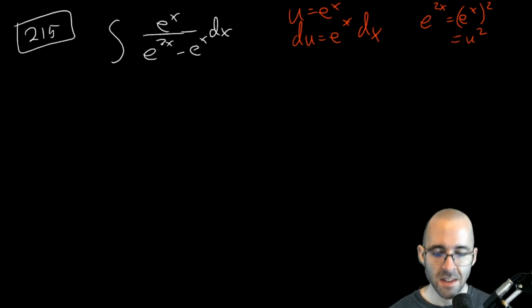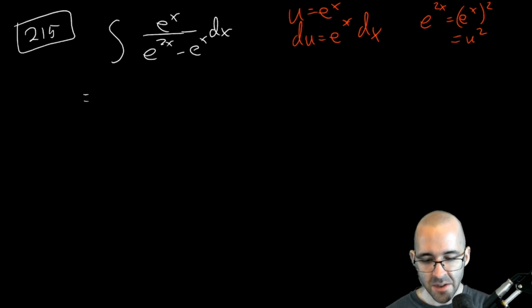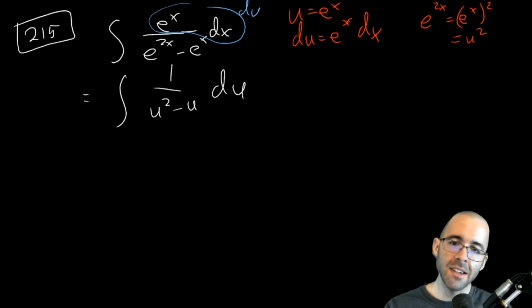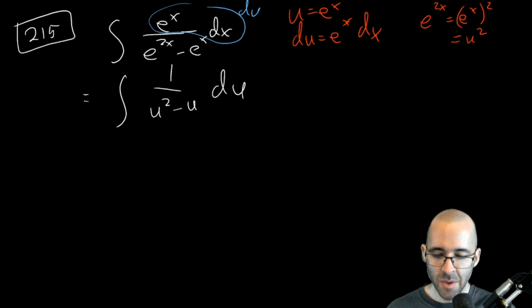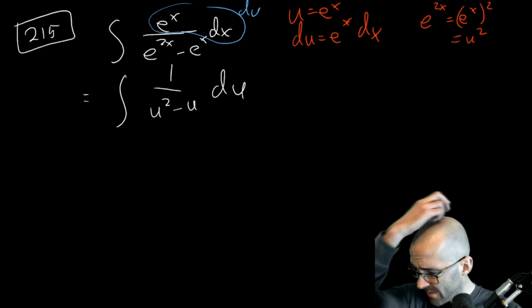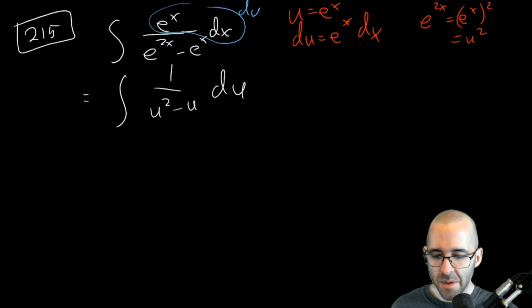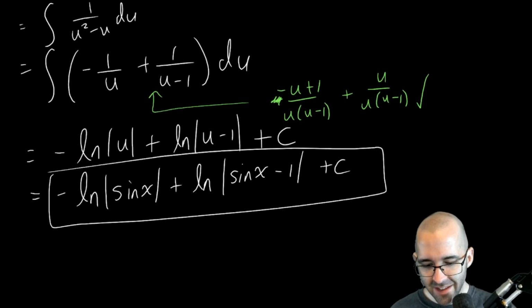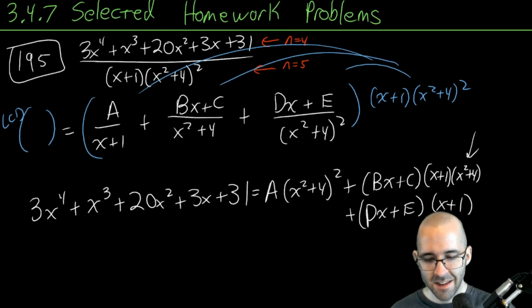All right. So when we look at that, we do a u sub. Again, this is just du. We're going to be with 1 over u squared minus u du. And, oh wait, we already did this. This is the same as example 3, just with a different u. Where's example 3? It's negative natural log of u plus natural log of u minus 1 plus c.